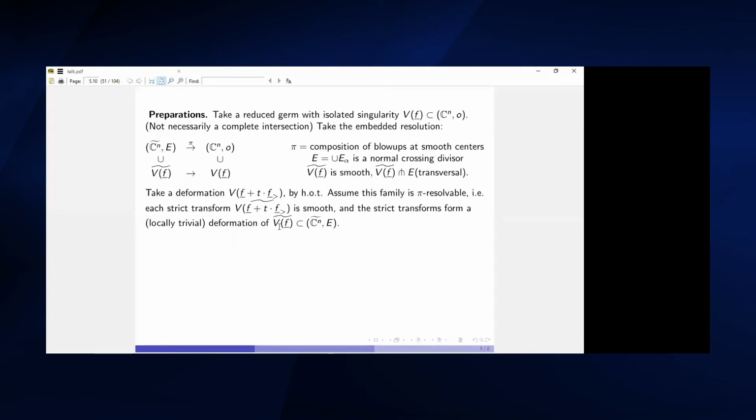Its strict transform, yes. And then we want to trivialize our family, which means, I repeat, to provide such a continuous map that restricts onto homeomorphisms for each value of T, and it sends the central member of the family, the central fiber, to the fiber at the time T.